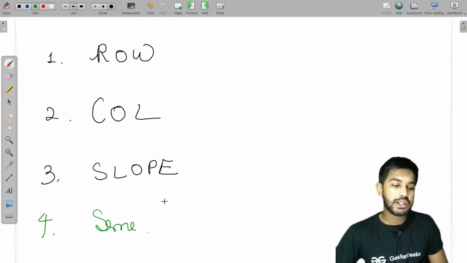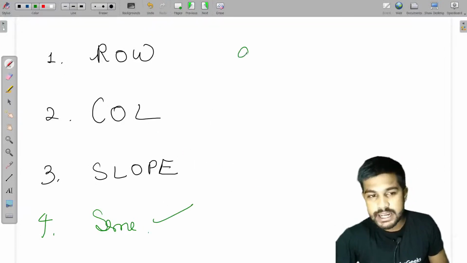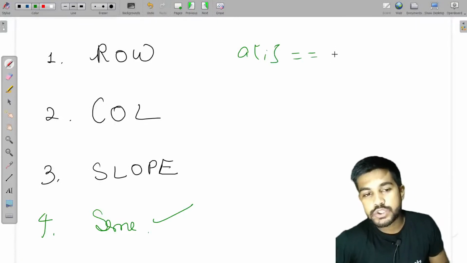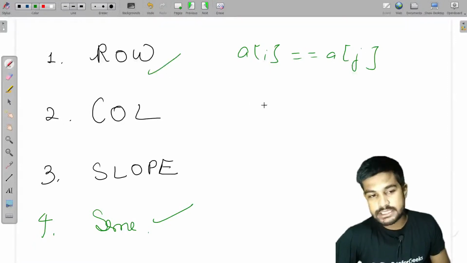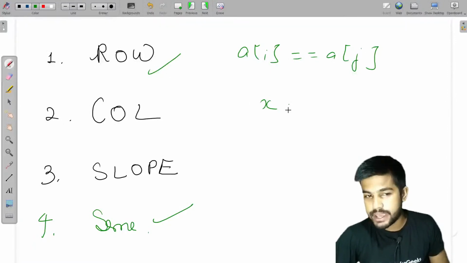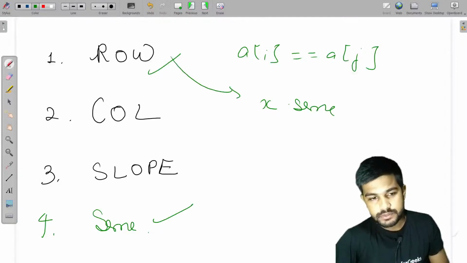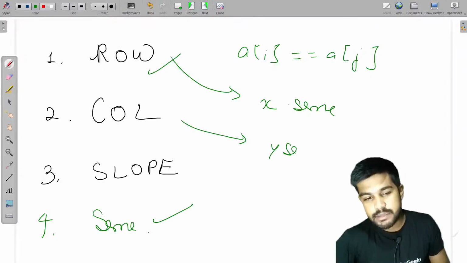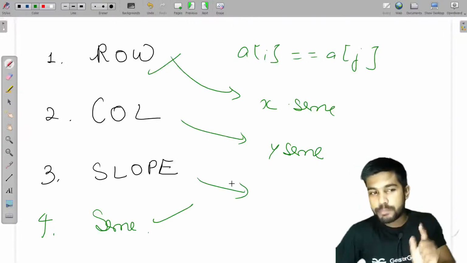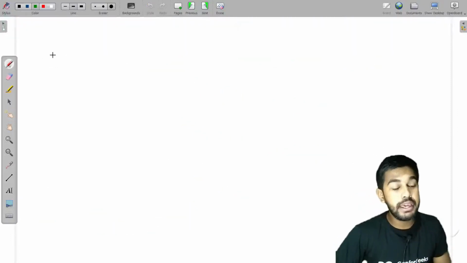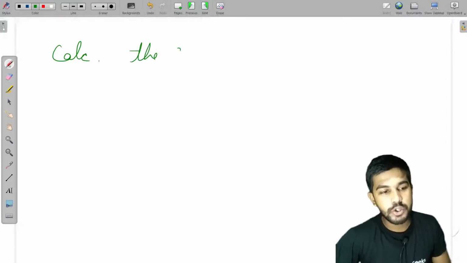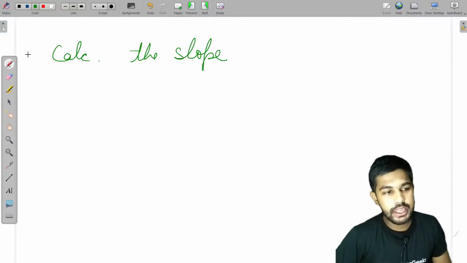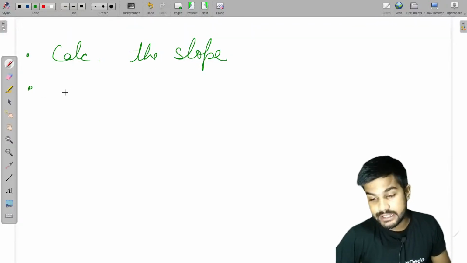Now we need to consider the same case, where we check if point i is equal to point j itself. Okay. Now the next thing is the row itself: for all x the same, it is the same row. Column, y the same. And then for the slope, what we would be doing is calculating the slope, then simplifying it to the lowest term.